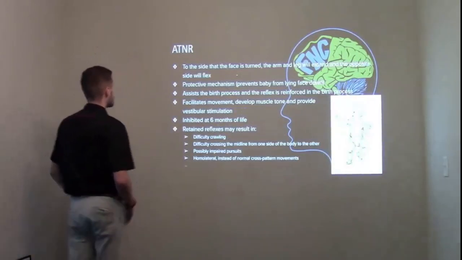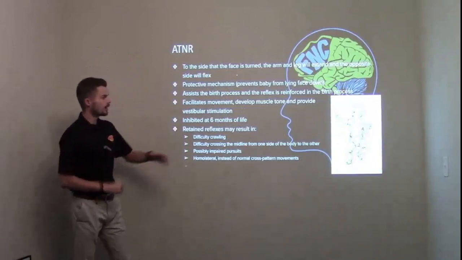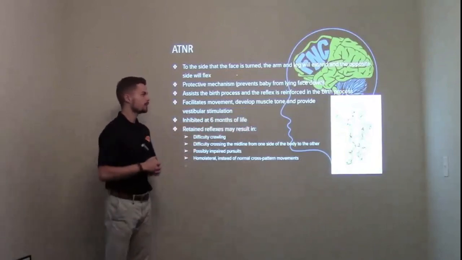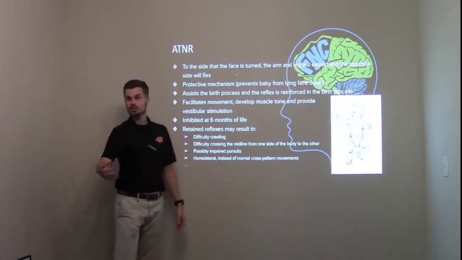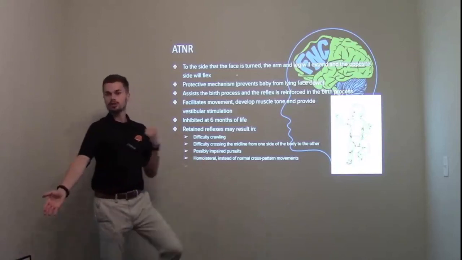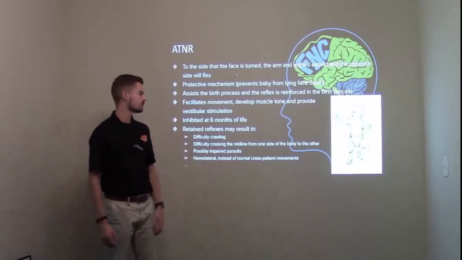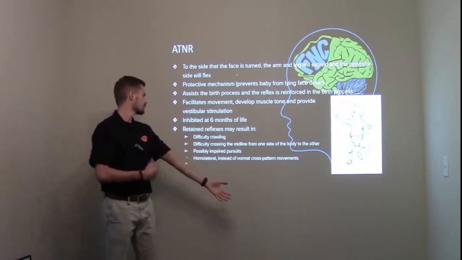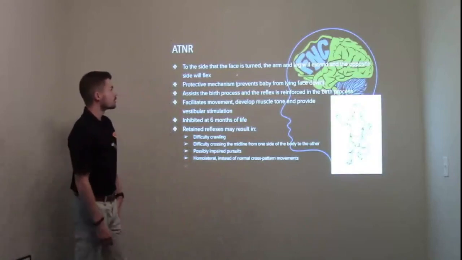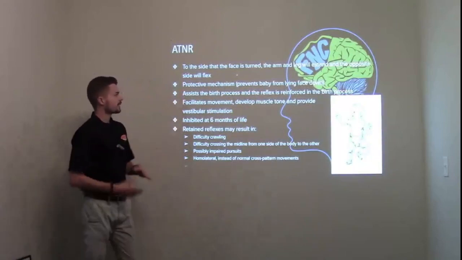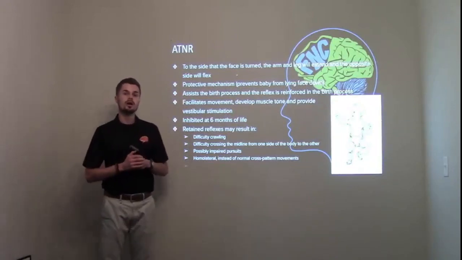ATNR, meaning asymmetrical tonic neck reflex. If you look at the picture there, a baby will turn their head to one side or the other, and you are going to see extension on that same side of the body and flexion of the other, contralateral side of the body. So I turn my head to the left, extension of the left extremities, and then flexion of the right extremities.